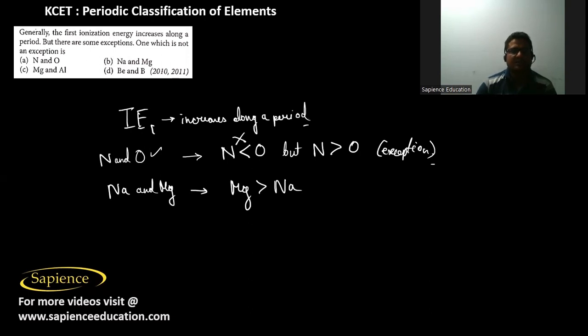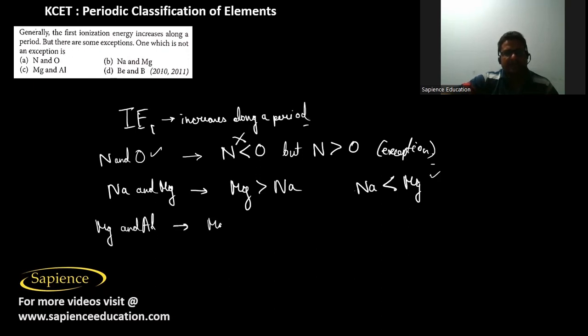Okay, here actually there is no exception, since sodium's ionization energy should be less than that of magnesium, since the ionization energy increases along a period. And for Mg and Al, yes, there will be an exception. The expected order is Mg less than aluminium, but that is wrong. The correct order is the ionization energy of magnesium is more than aluminum, since Mg has a fully filled electronic configuration. So it is an exception here.